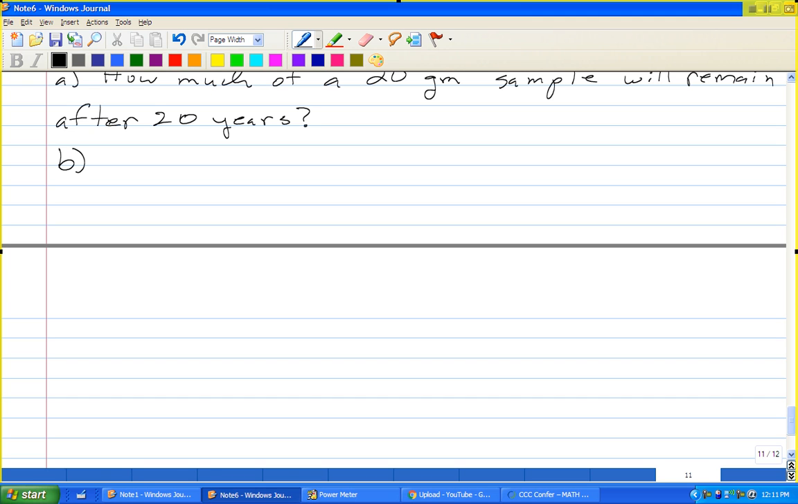B. How long will it be until 5 grams remain?